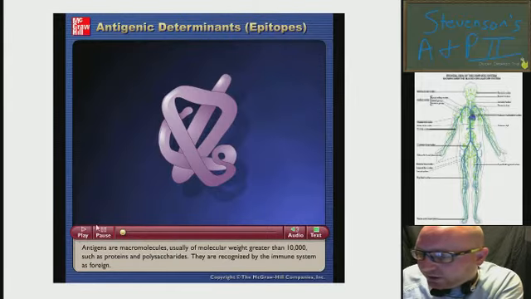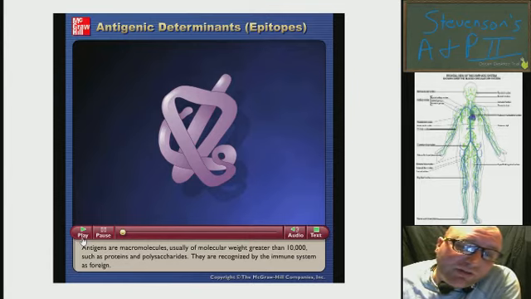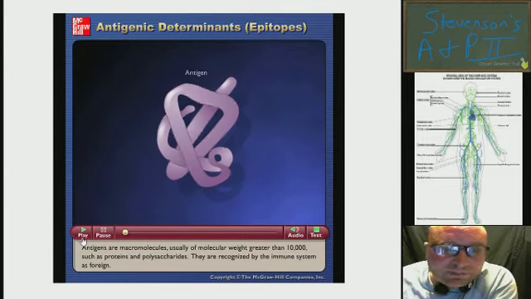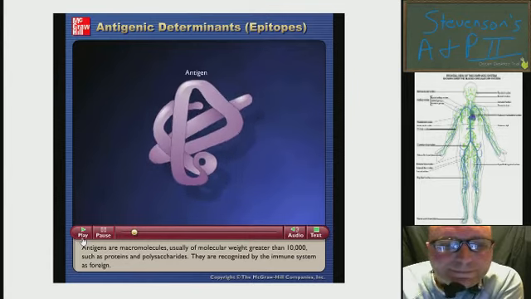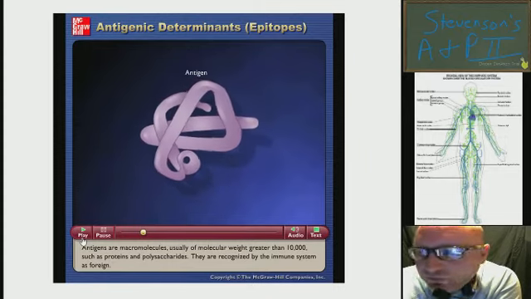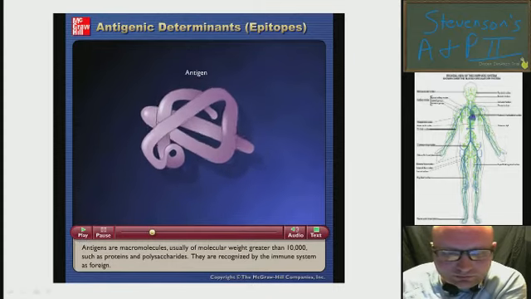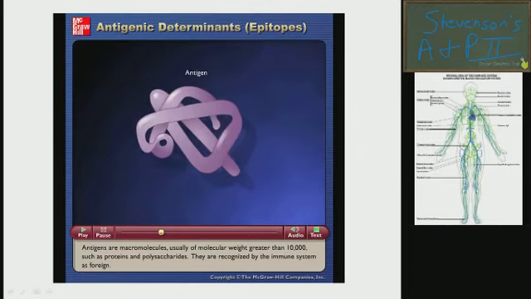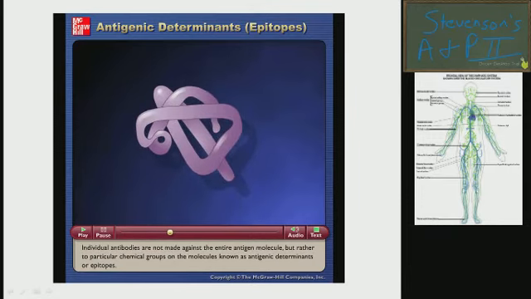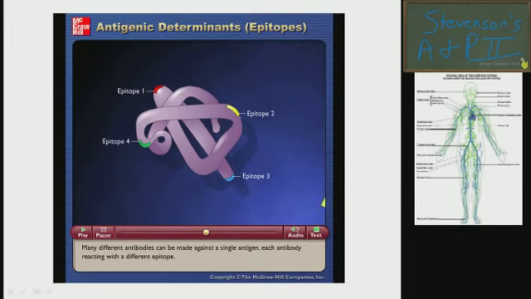Let's check out antigenic determinants. Look and see what an epitope is. It's probably going to be easier for you to see than for me to put into words. Antigens are macromolecules, usually of molecular weight greater than 10,000, such as proteins and polysaccharides. They are recognized by the immune system as foreign. Individual antibodies are not made against the entire antigen molecule, but rather to particular chemical groups on the molecules known as antigenic determinants or epitopes. Many different antibodies can be made against a single antigen, each antibody reacting with a different epitope.